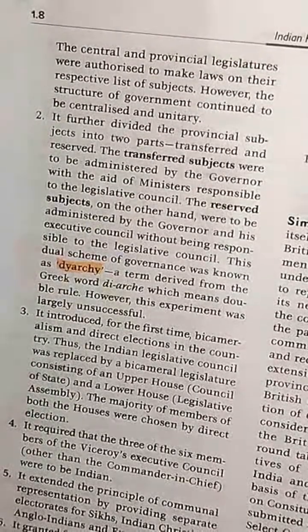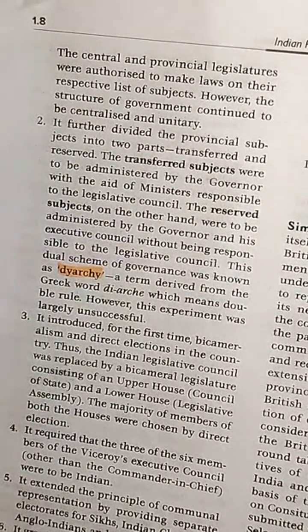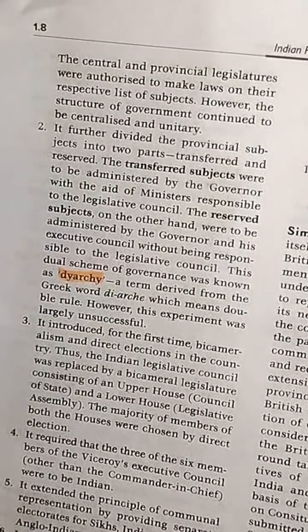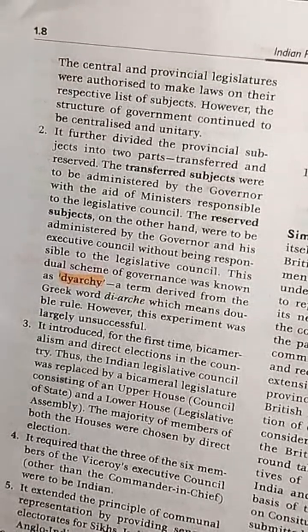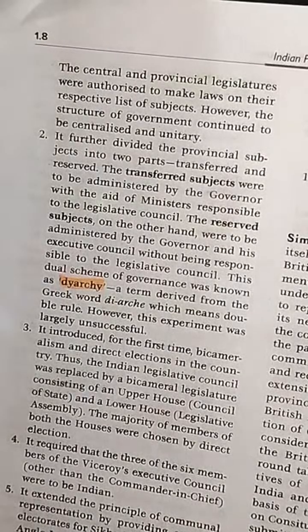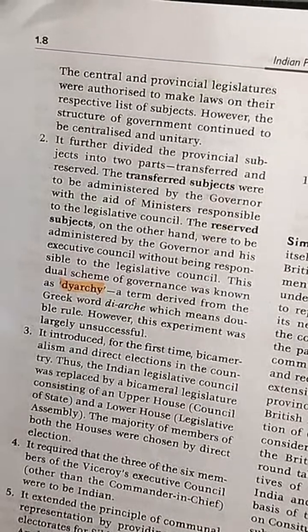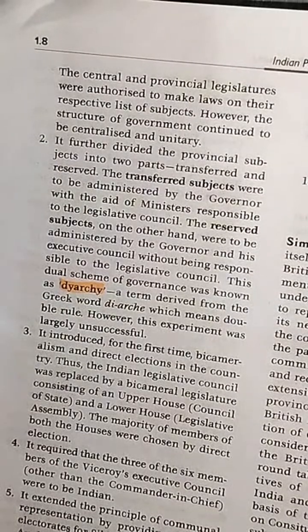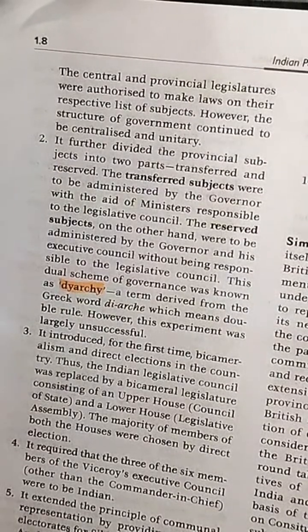It introduced for the first time bicameralism and direct elections in the country. Thus, the Indian Legislative Council was replaced by a bicameral legislature consisting of an upper house, the Council of State, and a lower house, the Legislative Assembly. Both houses were chosen by direct election.